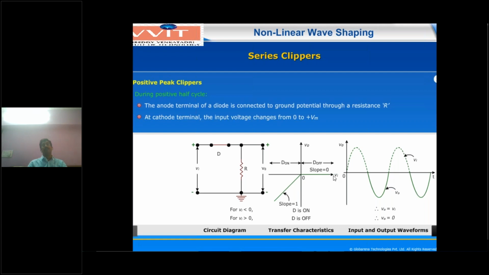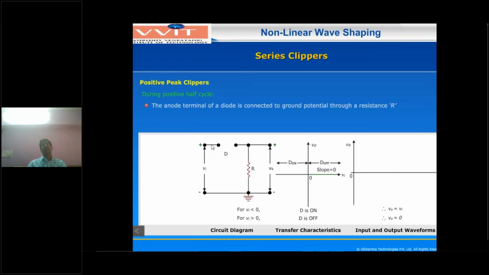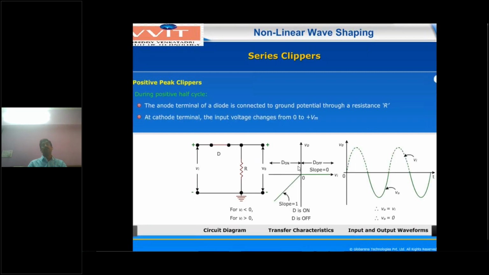Input and output waveforms for the negative peak will be the same. For the positive peak condition, the input is a positive voltage, VI greater than 0, so the diode will be off. Once the diode is off, you have to see this diagram: the input is not transferred to the output, so the output voltage will be 0. Once the output is 0, the slope is automatically 0. So the positive peak output value will be V naught equal to 0. This is how the positive peak is removed from the input sinusoidal waveform.